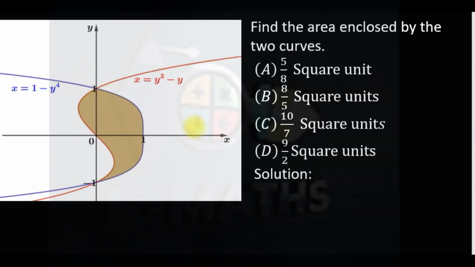Okay, we are given the question. We are asked, find the area enclosed by the two curves. We have two curves here, the one in blue and the one in red. Before I solve this, let's look at this diagram.